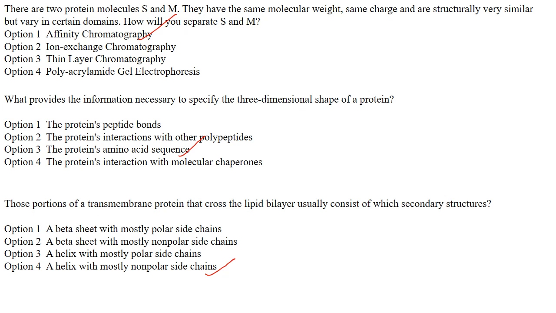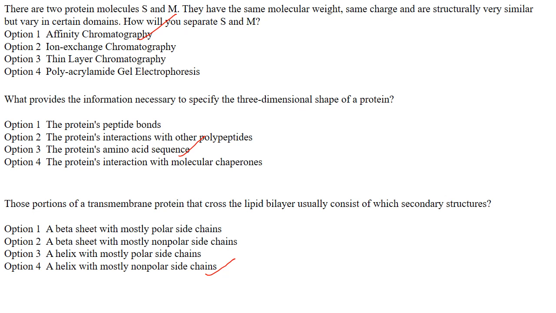Then next one. What provides the information necessary to specify the 3-dimensional shape of a protein? So the protein's amino acid sequence, that is the primary sequence of the protein, will determine the 3-dimensional shape of the protein. So answer is option 3.